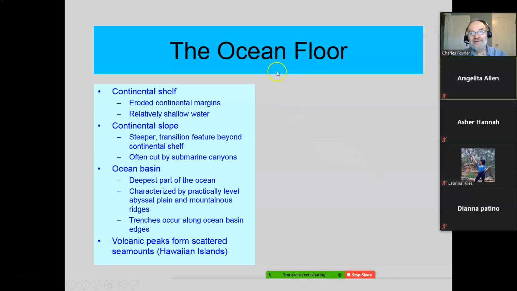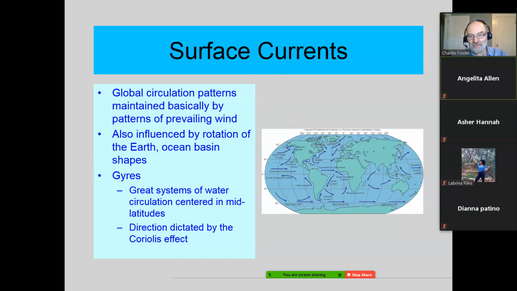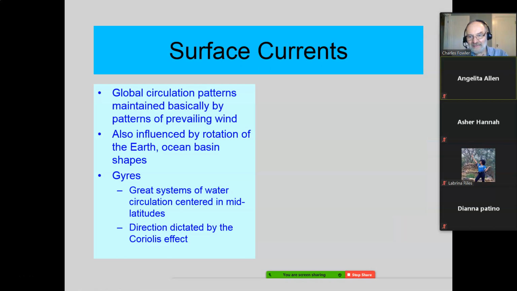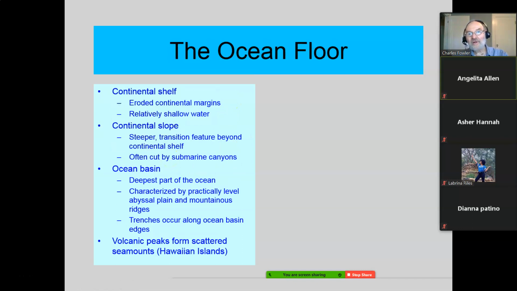Now let's move to the ocean floor. Remember, we mentioned the ocean floor back here in the ocean basin shapes. There it was. Okay? Here we're going to talk about the ocean floor. Now, let's get the graphic up here.